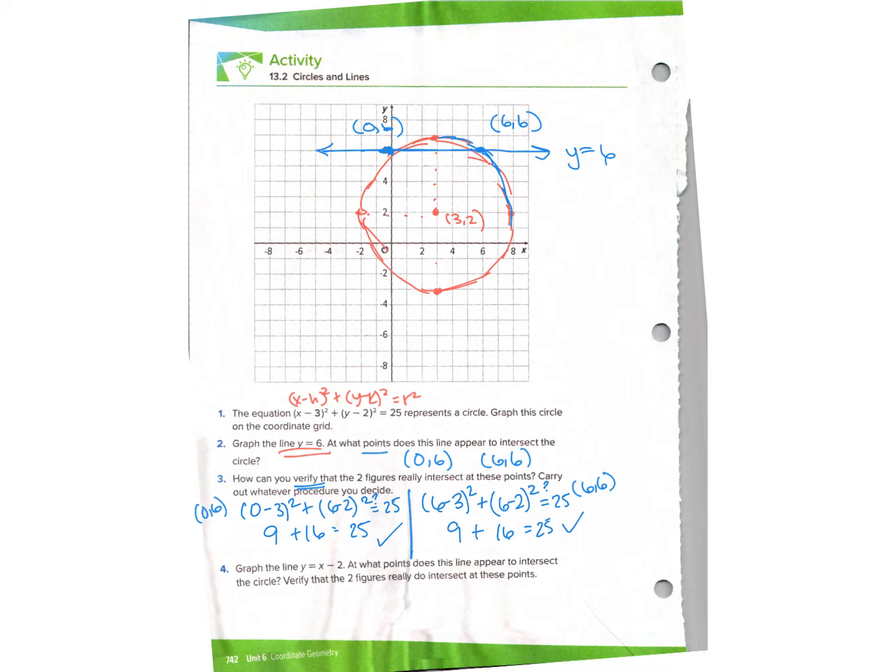Number 4 says to graph the line y equals x minus 2. So this is my y equals mx plus b, where my b is negative 2. Now my slope is 1. I'm actually going to work it all the way across my circle instead of just drawing one more point and connecting them, because I want to physically see where this might intersect my circle. So I don't want an approximate line.